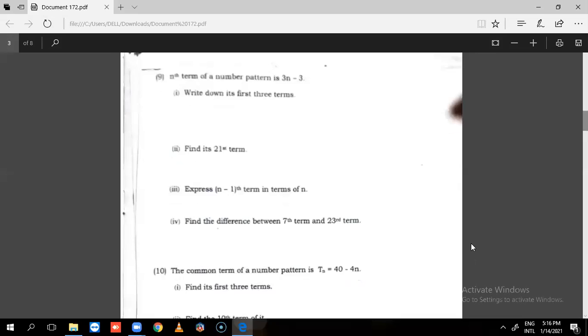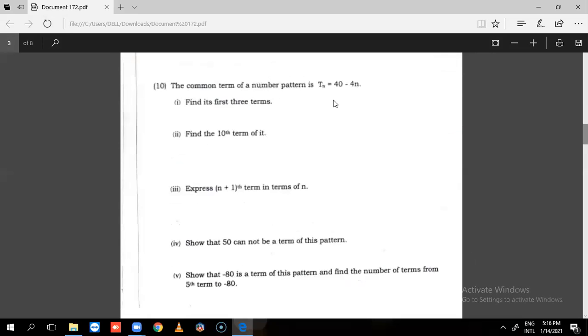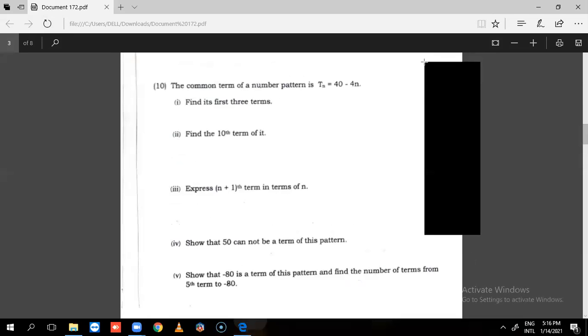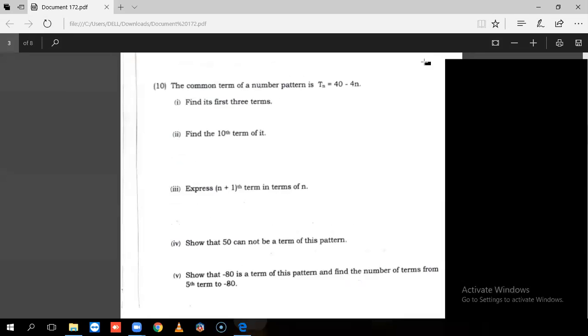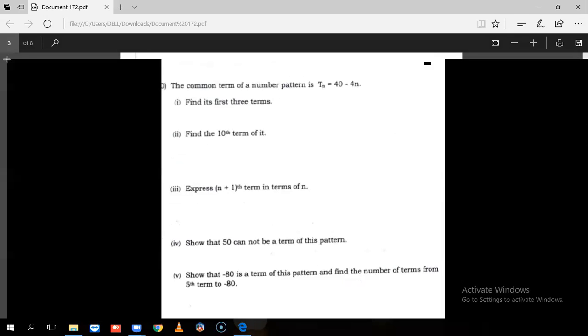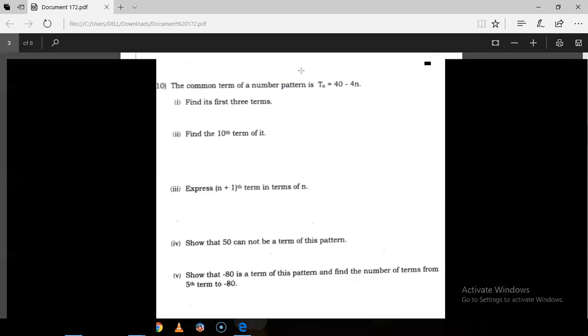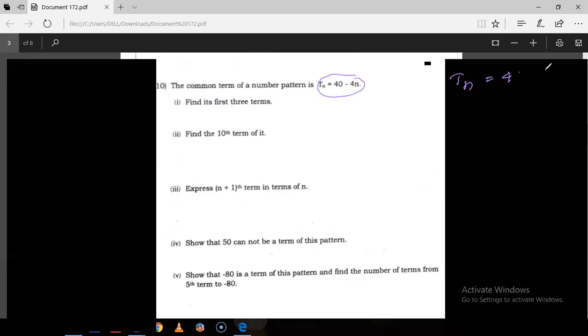Tenth question. Find the 10th term of it. The general term of the number pattern is Tn equals 40 minus 4n.